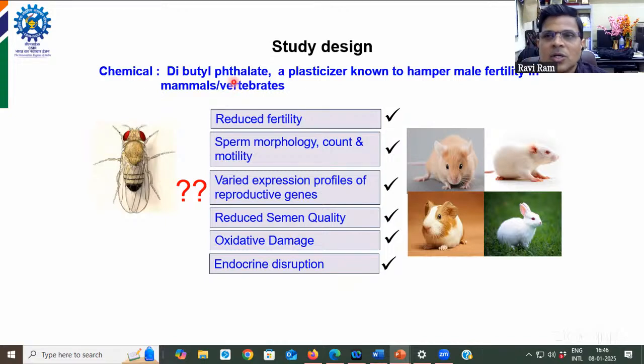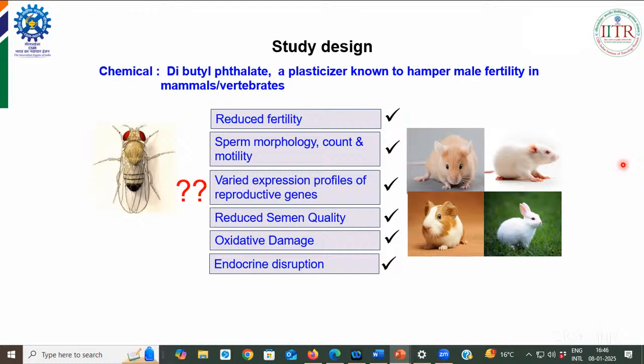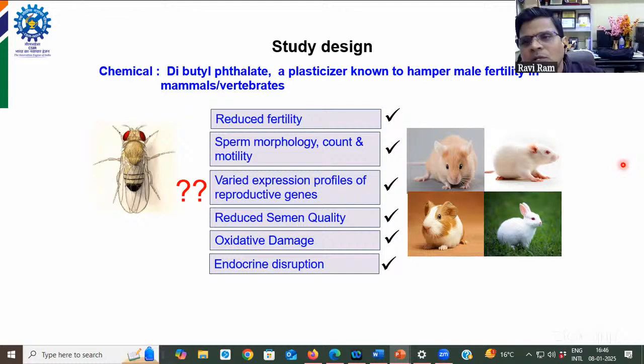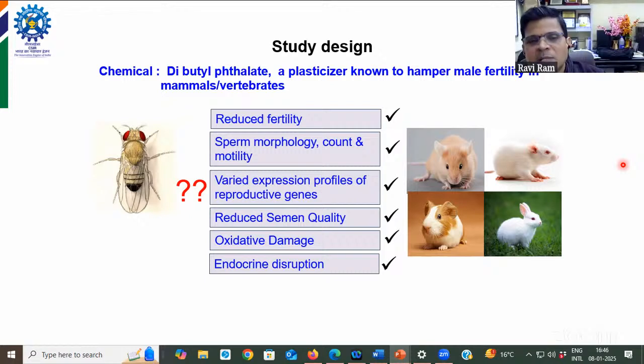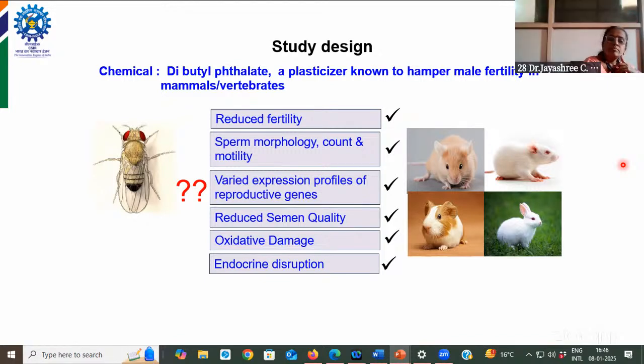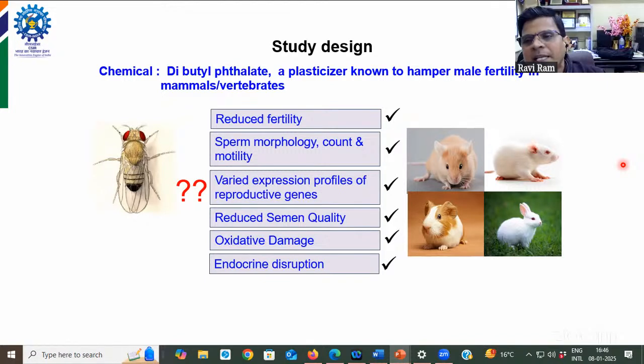Okay. So have you seen these plastic pipes? How many of you use or utilize plastic pipes at home? Yes, sir. We use. Everyone, more or less, would be using plastic pipes, right? Yes, sir. And some of the pipes are hard and some of the pipes are very flexible, isn't it? Yes, sir. So the flexibility there comes because of these phthalates.